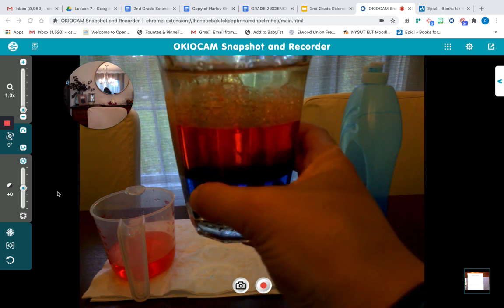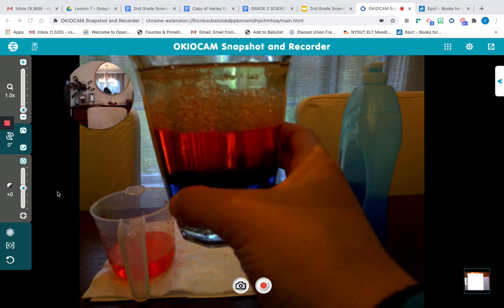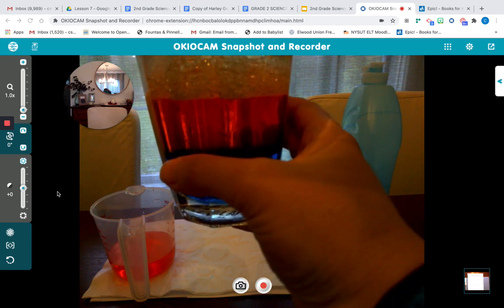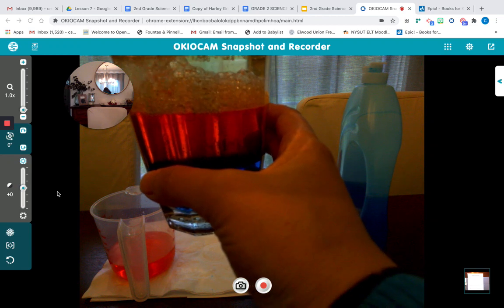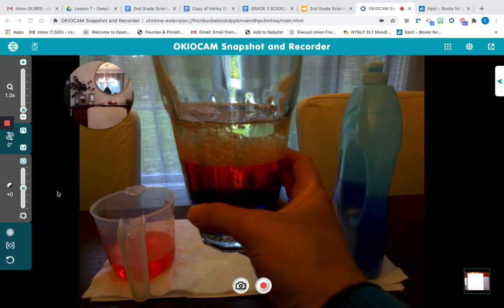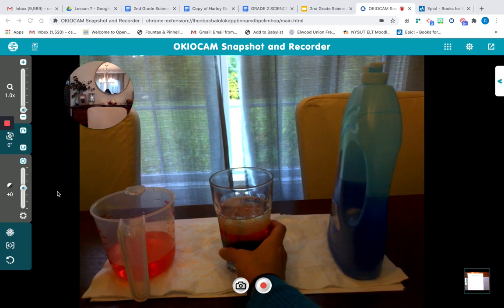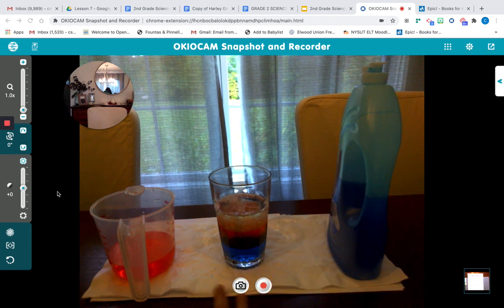The water settled to the middle, and the oil is floating on the top. That's not what I expected to see. Is that what you expected to see? Did that match your prediction?